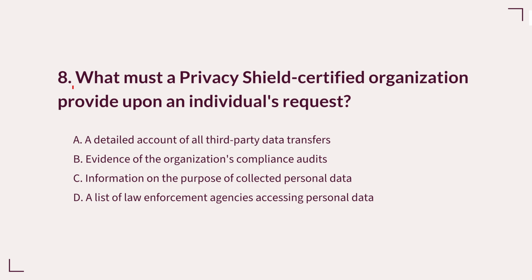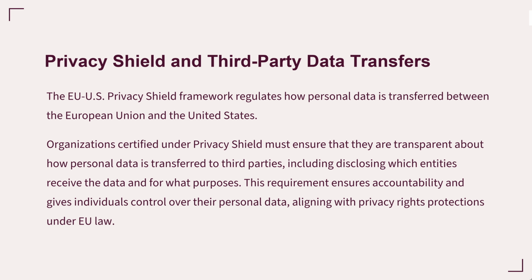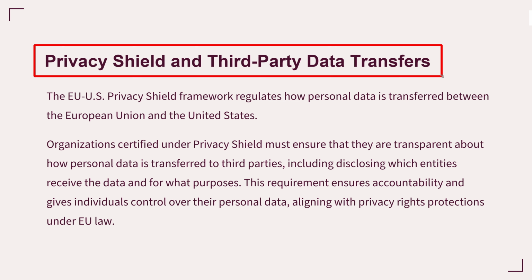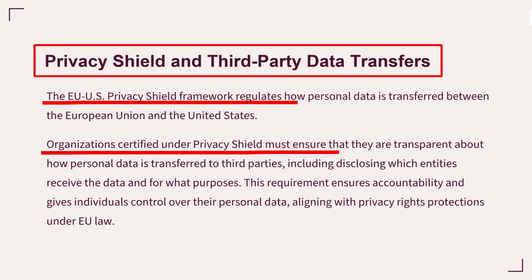Question 8. What must a Privacy Shield certified organization provide upon an individual's request? The knowledge points of this question are: Privacy Shield and data transparency. Privacy Shield sets rules for transferring personal data between the EU and US. Companies must explain what data they share with third parties and why, giving users more transparency and control over their information.